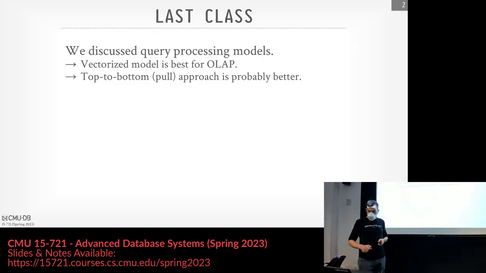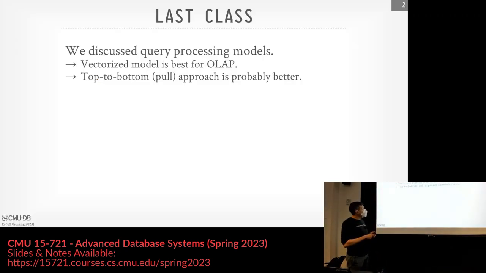Again, just a reminder for the last class, we were talking about processing models, and we said that the vectorized model is the best approach for running analytical workloads because it has lower overhead of having to call next. And so we get a batch of tuples, but it's not all the tuples that you see in the materialized model. And then, as far as I know, the top to bottom, push-based approach for query execution in the vectorized model that we see in HyPer is going to be the better approach. I don't know actually whether there's research based on this, but this is sort of the general conventional wisdom right now.